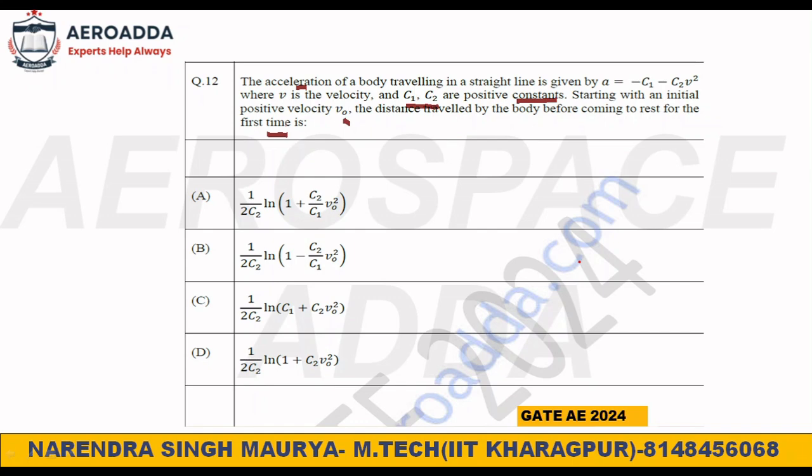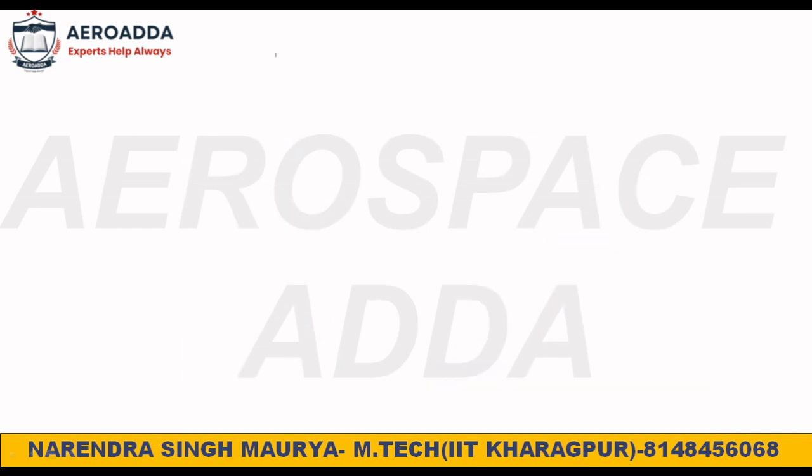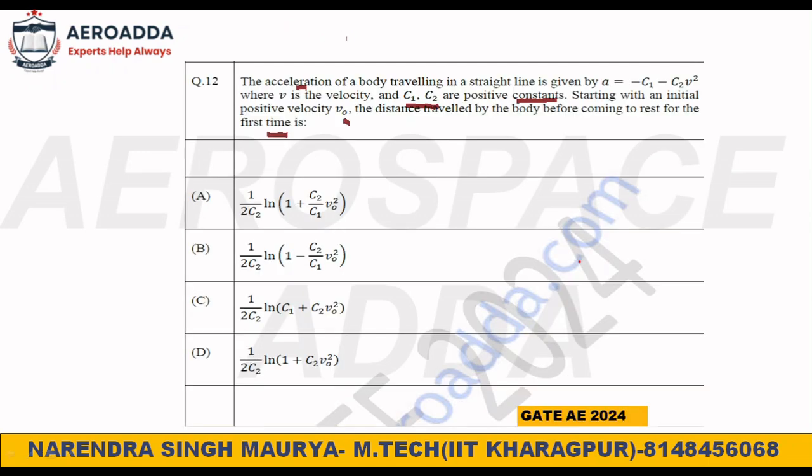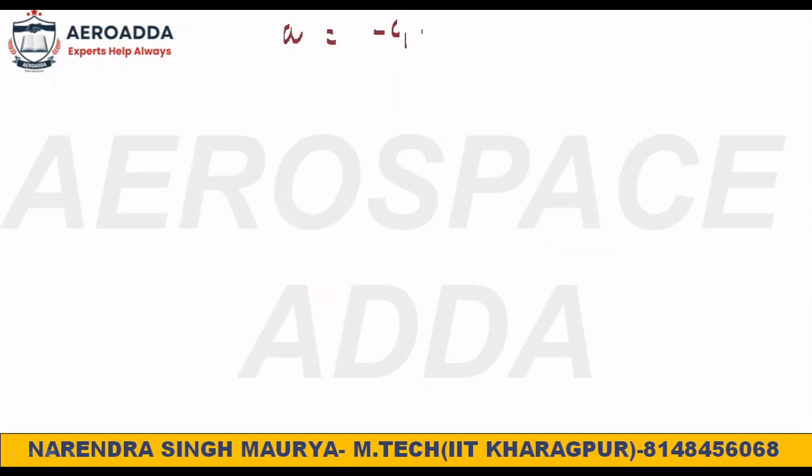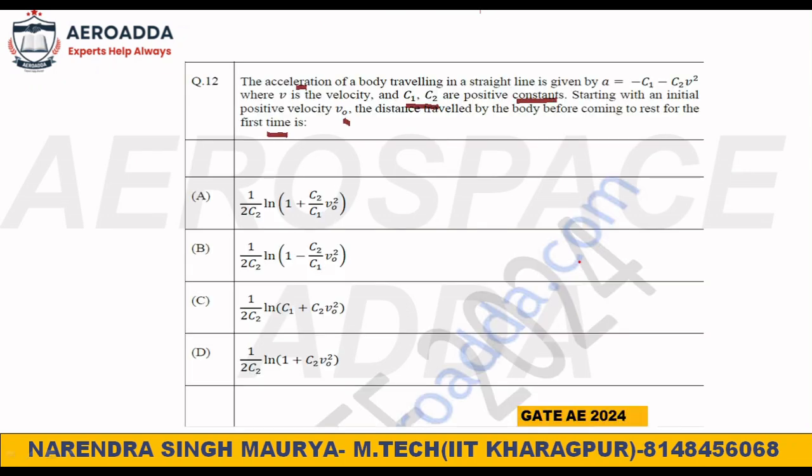Okay, see, it's very easy, because if you go through the mechanics part also, you can understand. Otherwise, in kinematics, the velocity and acceleration topic was there. So from there, if you relate, you will be able to solve the problem. Now, I can write all the first steps here. The acceleration is given as A minus C1 minus C2 V square, right? And also they have given the initial velocity and then it comes to rest. So once it comes to rest, the velocity will be 0 at that time.